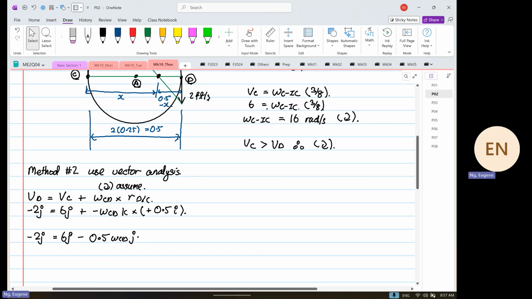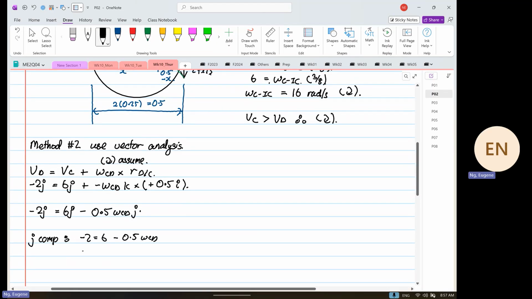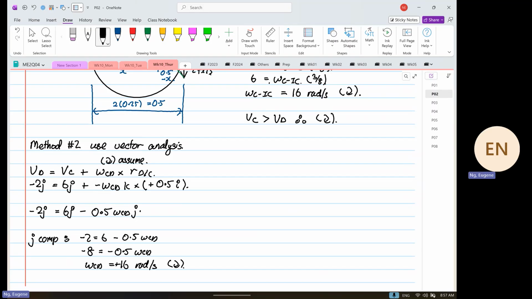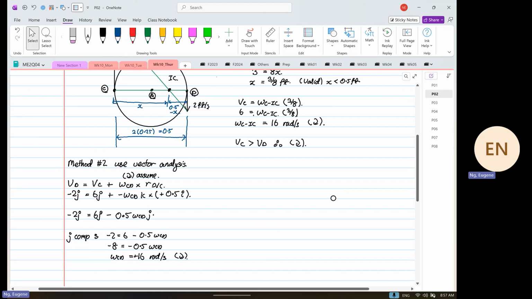Okay, so from here, based on j component, it's minus 2 equals 6 minus 0.5 omega CD, right? So this will be equal to minus 8, equal to minus 0.5 omega CD. Omega CD is equal to 16 radians per second. And for the fact that it's positive, we know that this is correct. Either way, it works out well. Both you get the same answer.